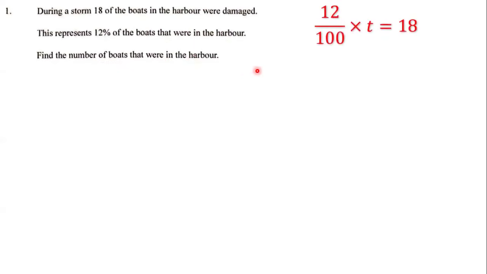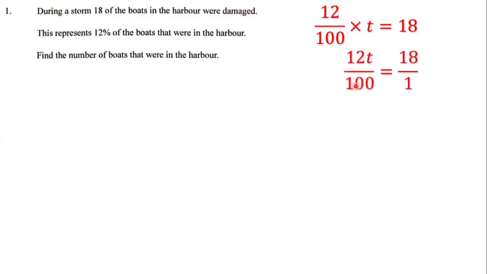And so what we're going to do is take 12 over 100, 12%, and multiply it by T, where T is equal to the total number of boats that were in the harbor, and we're going to set that equal to 18. We have 12 over 100 because we have 12%, and we have T because T is equal to the total number of boats that were in the harbor, and we set that equal to 18 because 18 of the boats in the harbor were damaged.